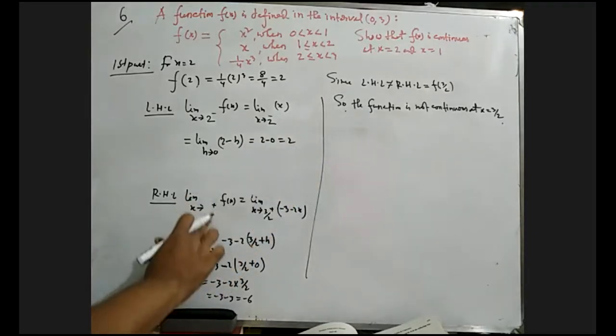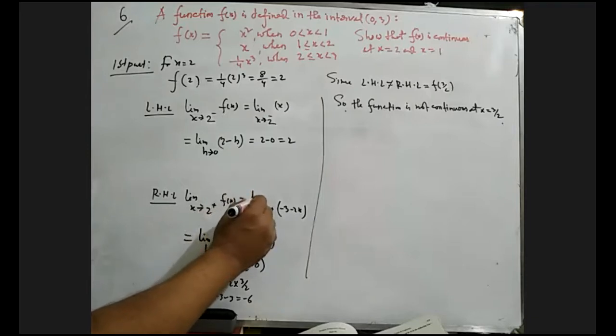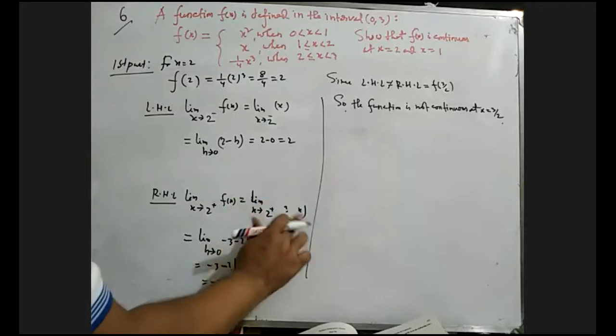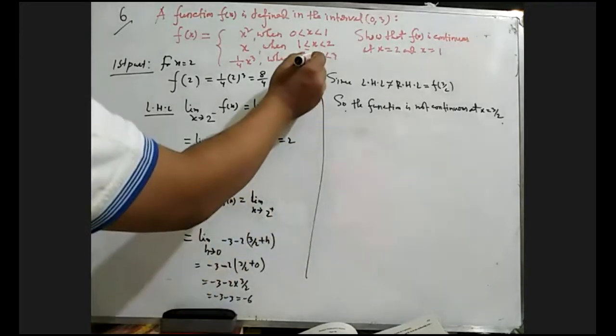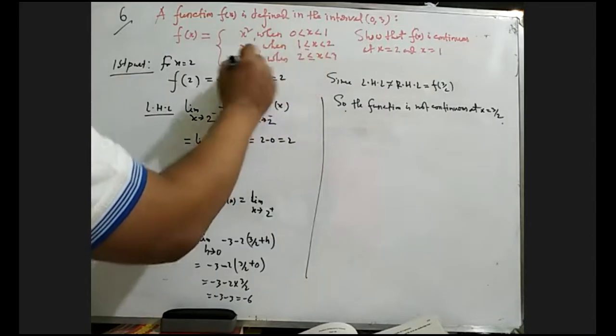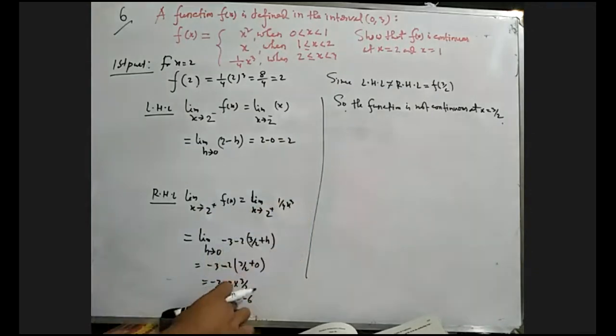Now similarly, the right hand limit, x greater than 2. In which function? X greater than 2. This one, the last one. Okay, 2 less than or equal to x, that means x greater than 2. So 1 by 4 x cube.